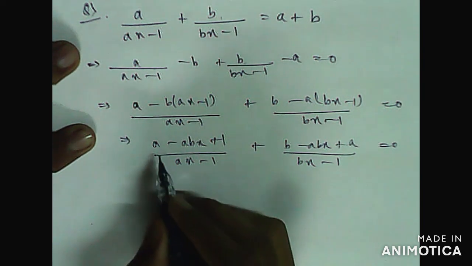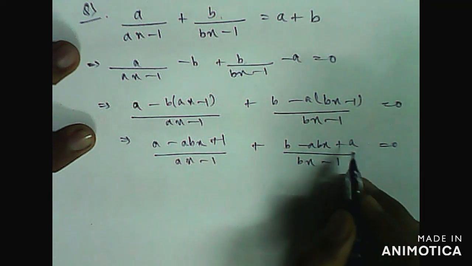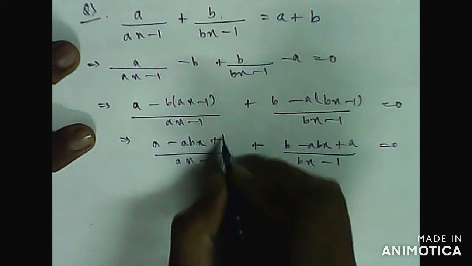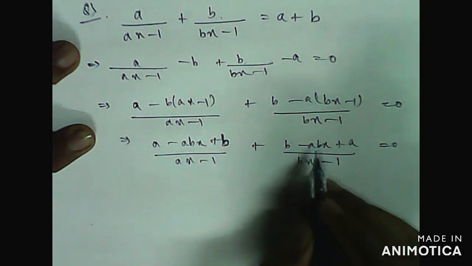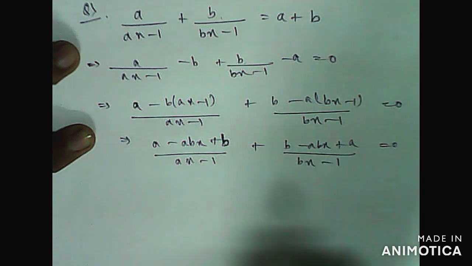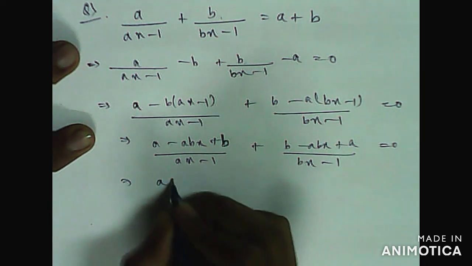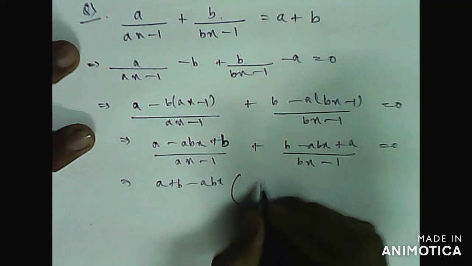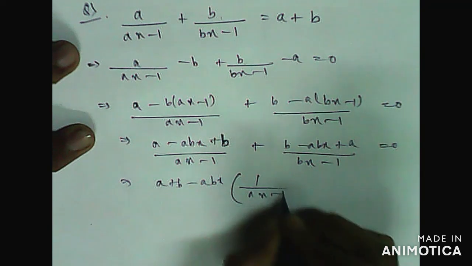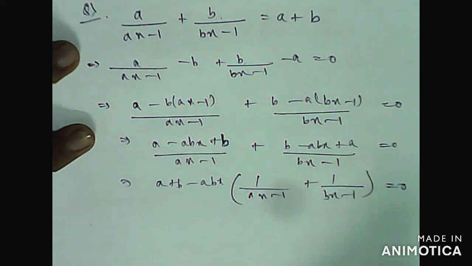Here also in the numerator you have a minus abx plus 1, and here also in the numerator you have a minus abx, sorry, here it will be b, okay, we'll have b here: a minus abx plus b here, and here also a minus abx plus b, you have it here. So what you do, you take that common, a plus b minus abx, and then what we'll have inside is 1 by ax minus 1 plus 1 by bx minus 1 is equal to 0.